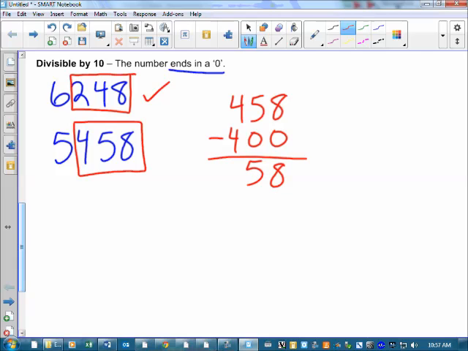I know my facts really well. So when I look at the number 58, I go, hey, 7 times 8 is 56. So I know 8 goes into 56. So I'm going to subtract 56. That leaves me with 2. Does 8 go into 2? No, it does not. So 8 is not a factor of 5,458.